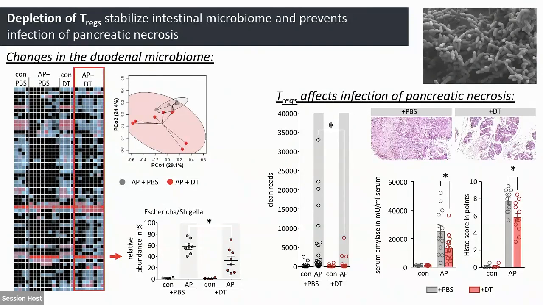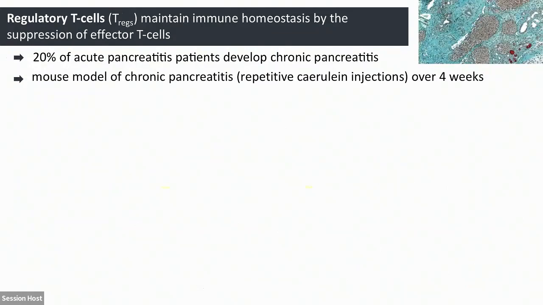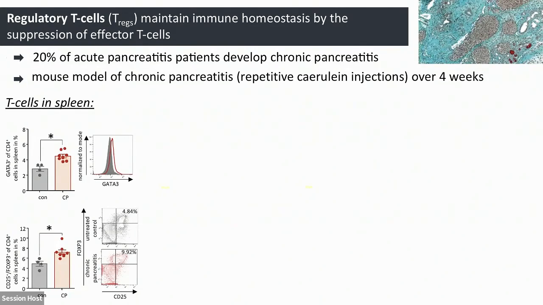What we know from the clinic is that a lot of patients with acute pancreatitis develop chronic pancreatitis. So we were also interested in chronic pancreatitis. What is the role of regulatory T cells? We use a mouse model where we inject caerulein repetitively over 4 weeks, and we want to investigate how pancreatic tissue changes. First of all, we look in the spleen if the regulatory T cells are increased in the mouse model, and we see also in the spleen a slight increase of regulatory as well as of Th2 T cells.